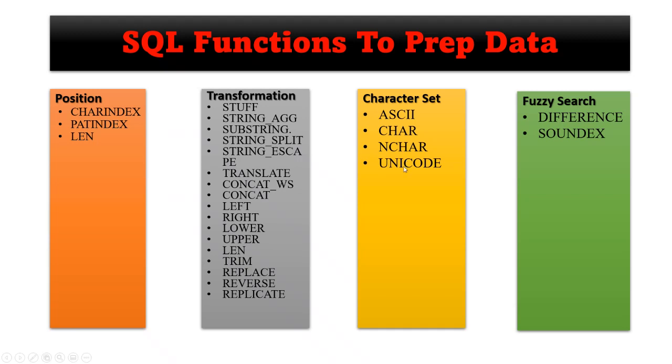NVARCHAR and Unicode. When you're dealing with fuzzy grouping or fuzzy searching, at the time when you cannot match data by regular expression or by LIKE, for example, or by anything, you have to think of fuzzy searching, like the example we just did.